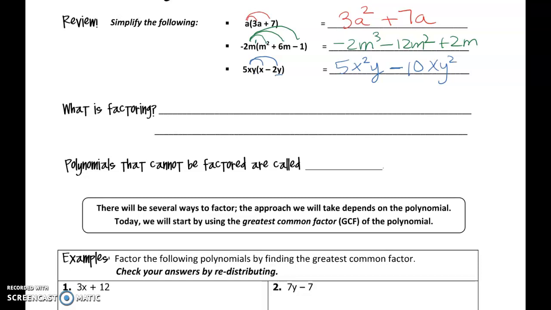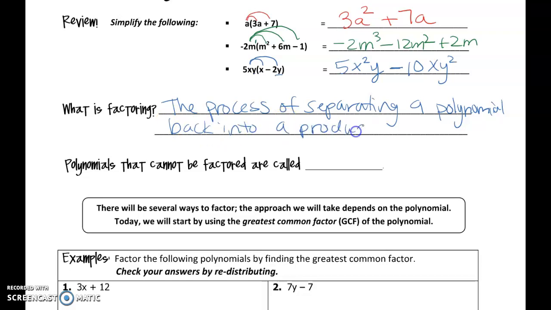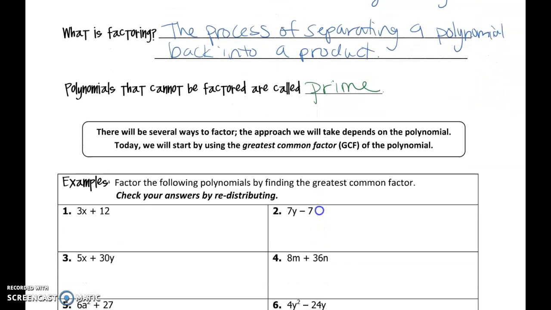What is factoring? Factoring is the process of separating a polynomial back into a product. So polynomials that cannot be factored are called prime. And now let's talk about how to factor.